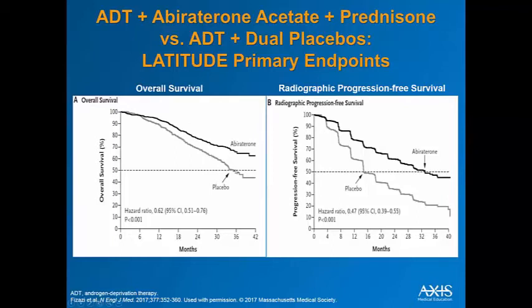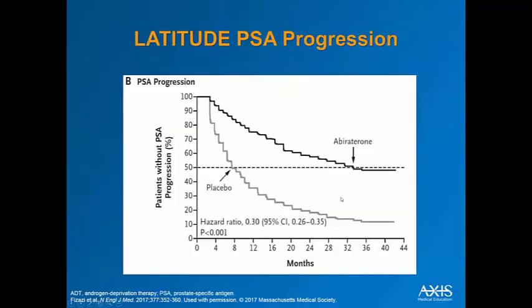Nevertheless, you can see that these patients with clear metastatic disease have a substantial benefit with the addition of abiraterone, the hazard ratio of 0.62. You think about that in an inverse manner, it means a 38% reduction in the risk of death, good p-value, excellent radiographic progression-free survival, and you see the hazard ratio of 0.47, so reducing the risk of radiographic progression by more than 50%. When you look at the PSA progression, it's really quite dramatic.